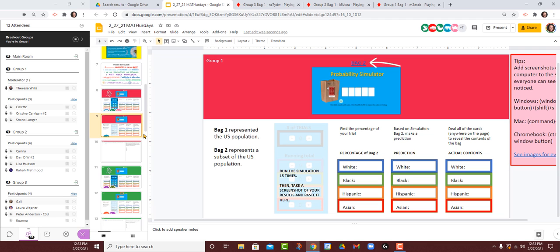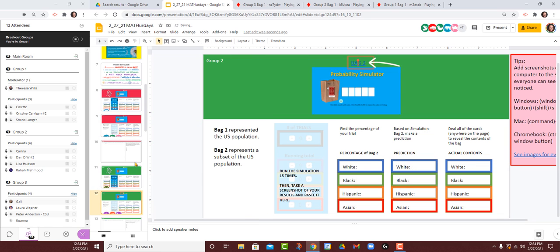So the neat thing is bag 2, so this is going to be a separate link that you click on the next slide. This is a subset of the US population. It's not the whole thing, it's a subset, but I didn't tell you what the subset is. So you're going to run it and do the same thing where you figure out the percentage, you make a prediction, and then you see what's actually inside.